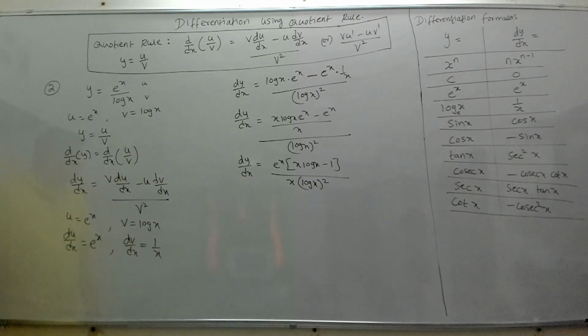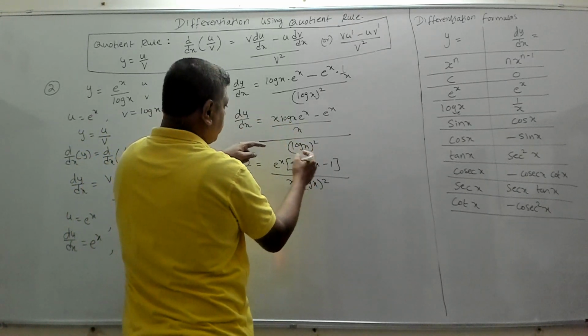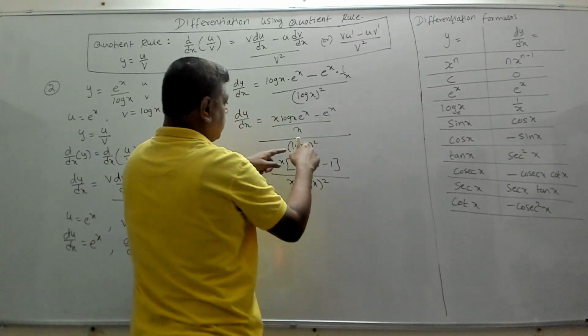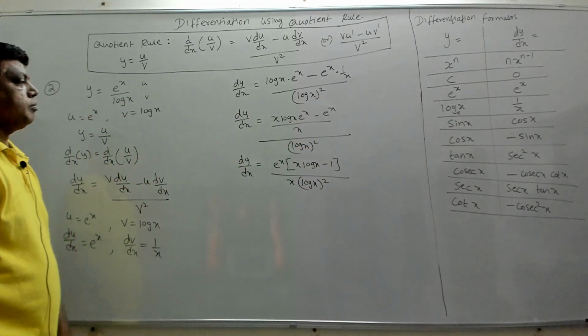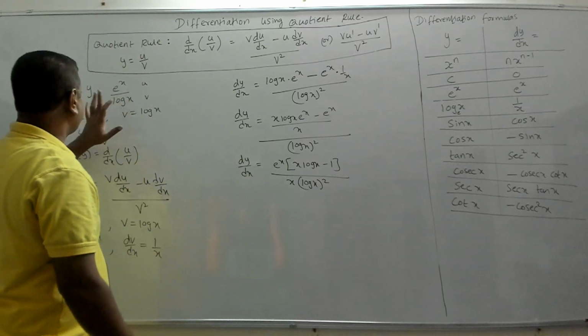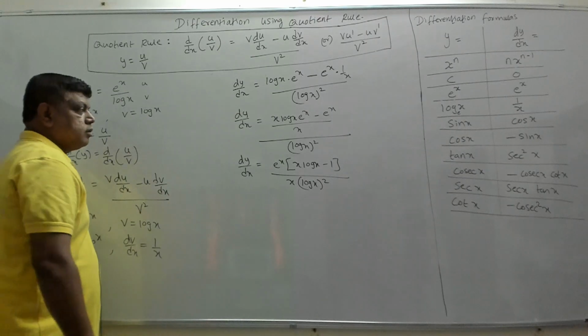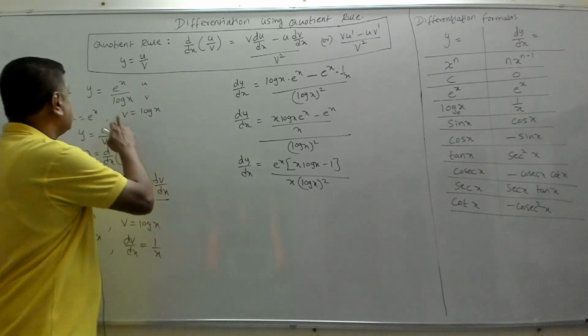That is your dy by dx, right? So if you have this by this, this is by 1. So it will become 1 by log x square. So we'll get this. Fine. So this is the derivative of the function y is equal to e power x by log x. This is how we differentiate this function.